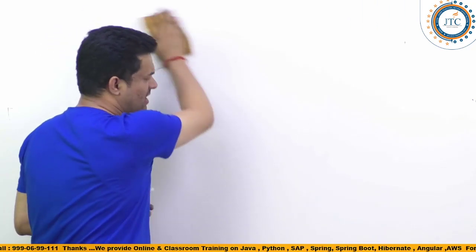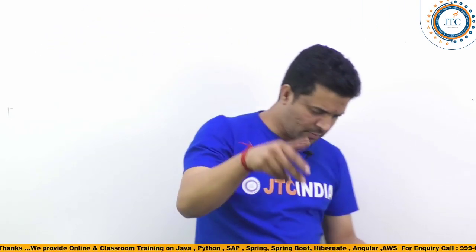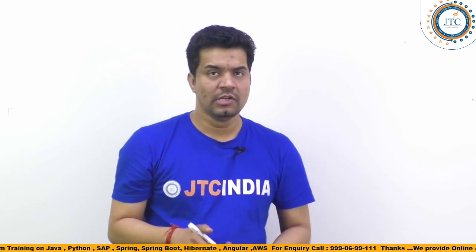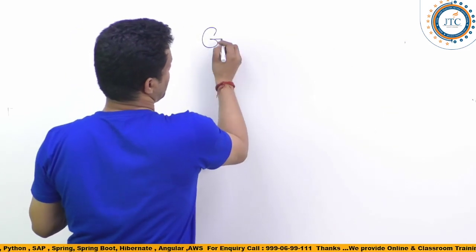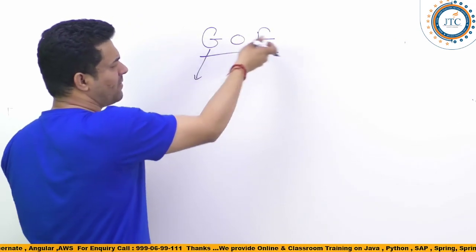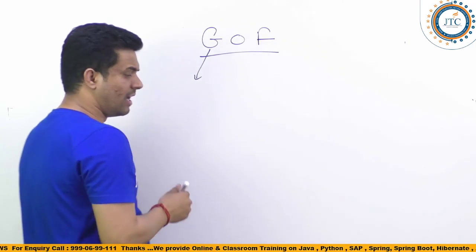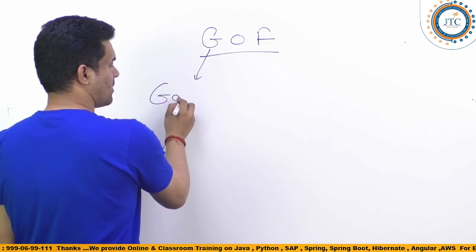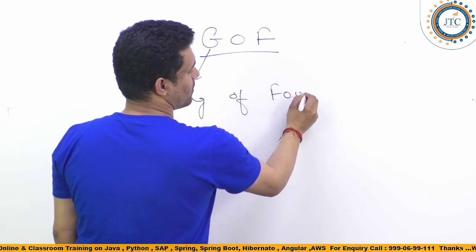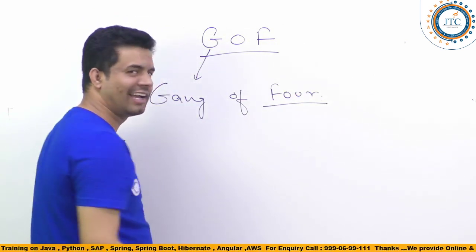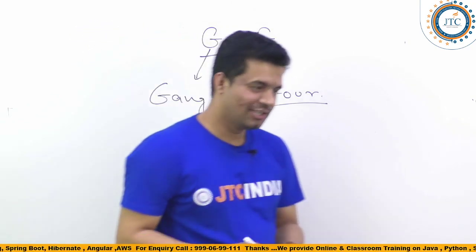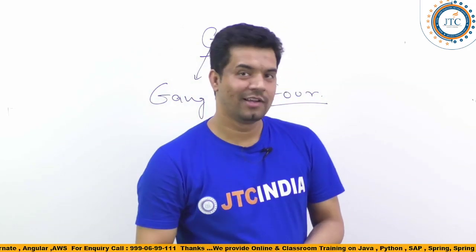Mostly the design patterns I discussed are also part of GOF itself. So when I say GOF, it is an abbreviation first of all. It is gang of four, not gang of Wasseypur, gang of four. So, gang of four design patterns.